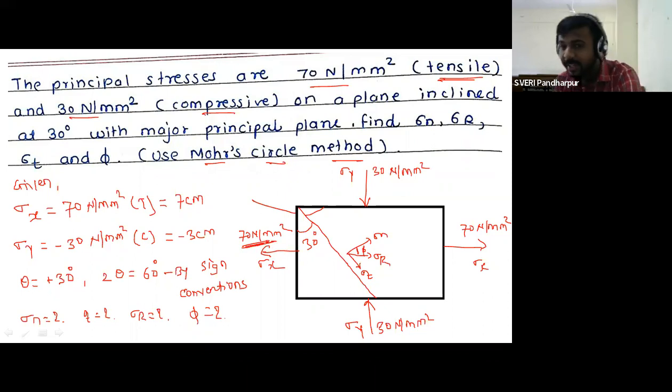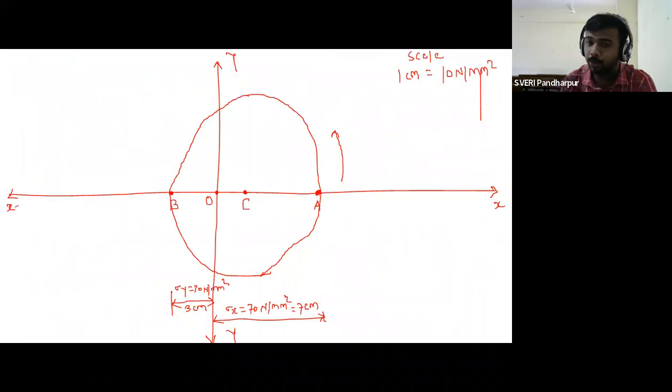That's why in the graphical method also we have to select point A as the reference point. Getting it? The 2 theta angle should be taken from point A only, because sigma x represents point A. What does sigma x tell us? It tells us point A. And sigma x acts on your major principal plane.